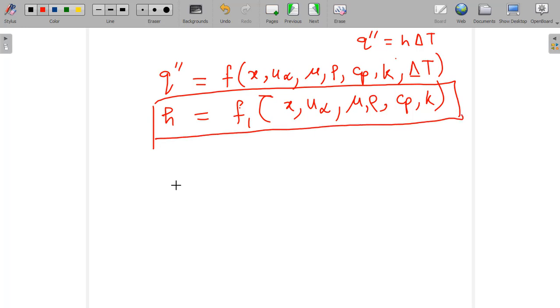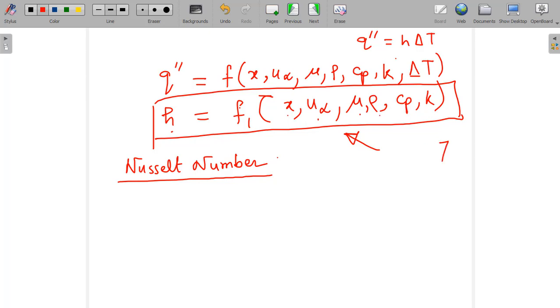Now let us define another quantity which is called the Nusselt number. This is again a very important non-dimensional quantity. If you do the dimensional analysis, and I am not doing it in full because you know how to do it, first identify the number of parameters involved here: 1, 2, 3, 4, 5, 6, 7. So there are a total of 7 parameters.